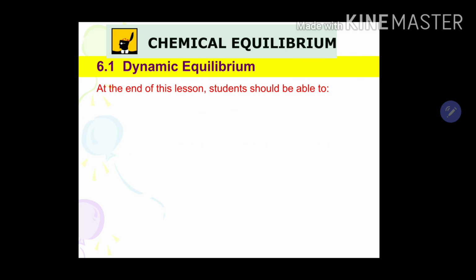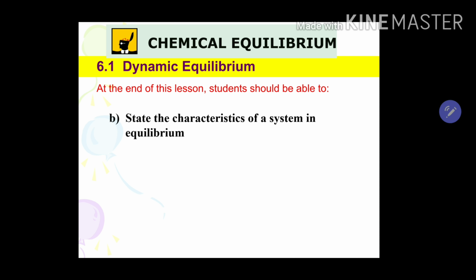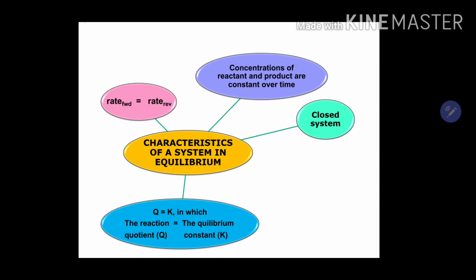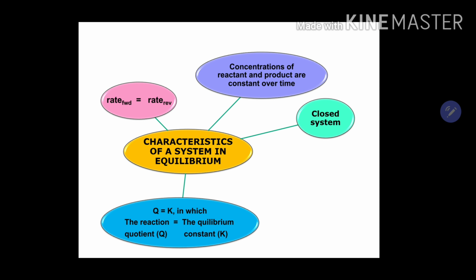Next learning outcome in 6.1R: state the characteristics of a system in equilibrium and interpret the curve of concentration of reactants and products against time for a reversible reaction. The characteristics of a system in equilibrium.